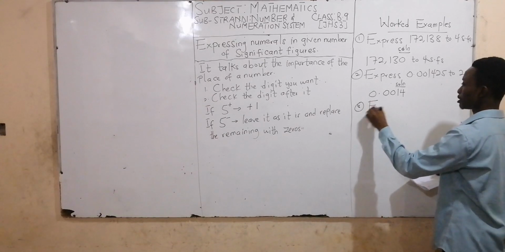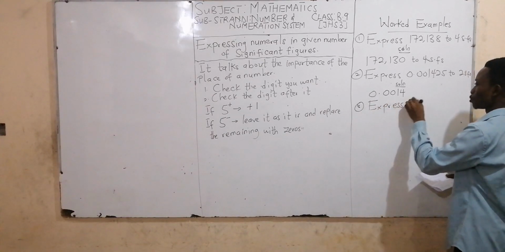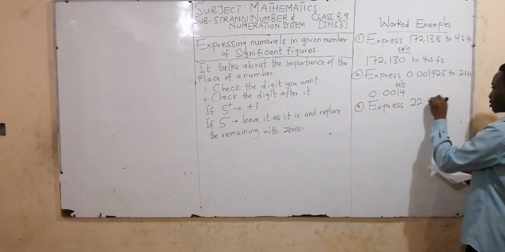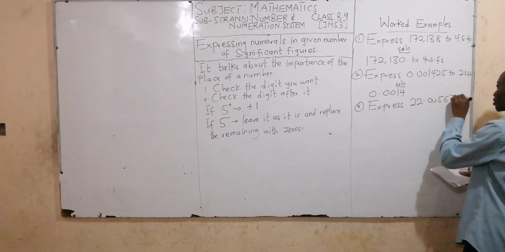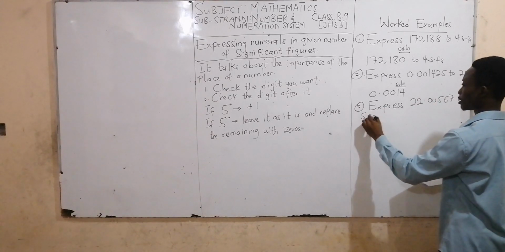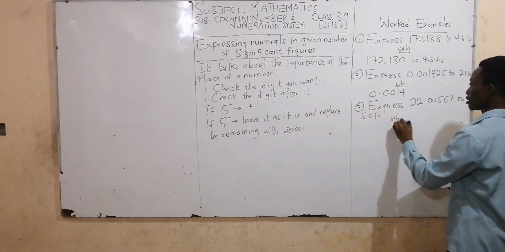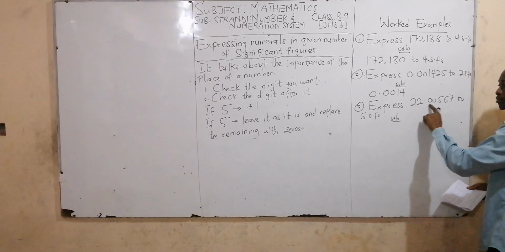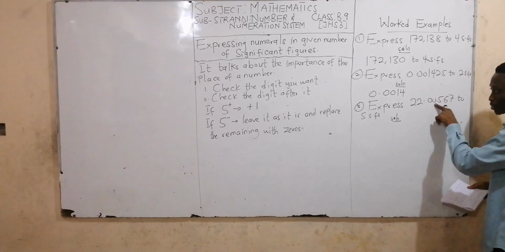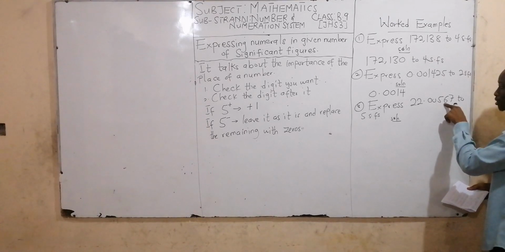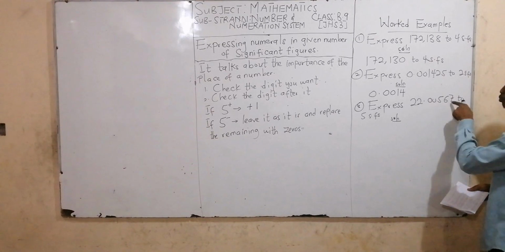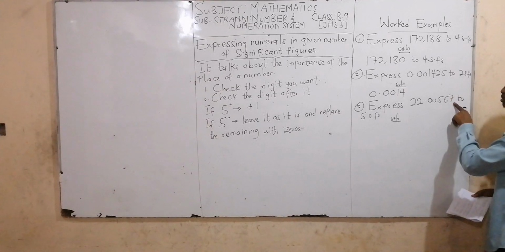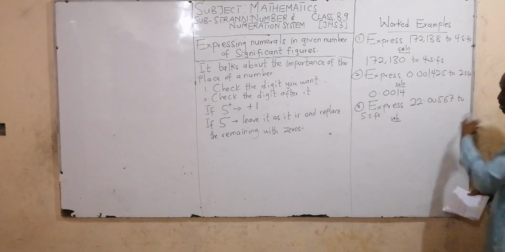Let us express 22.00567 to 5 significant figures. So let's choose the 5th significant figure. First, second, third, 4th, and 5th. So this will be my 5th significant figure. Now let's check what is after it.